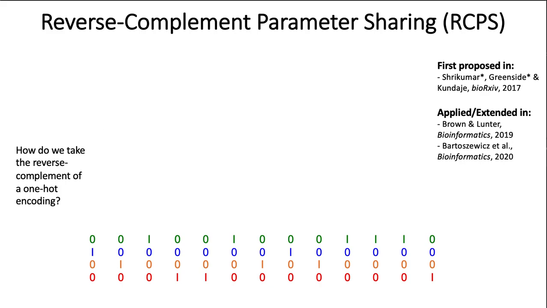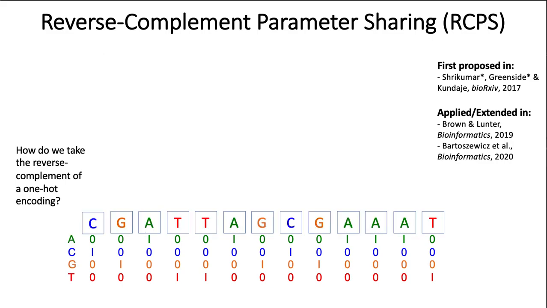To address this, another strategy that has been proposed is reverse complement parameter sharing, or RCPS. The strategy was first proposed in 2017 and has been applied and extended in multiple published papers. To understand how RCPS works, we'll first make an observation about how we take the reverse complement of a one-hot encoded sequence.